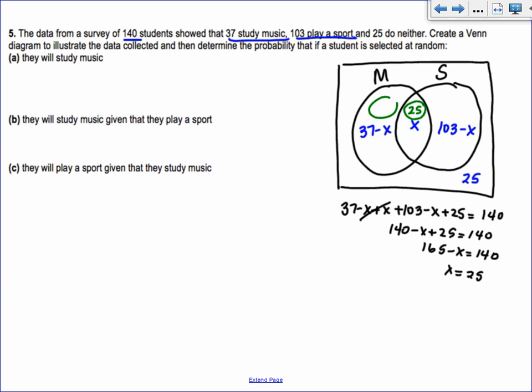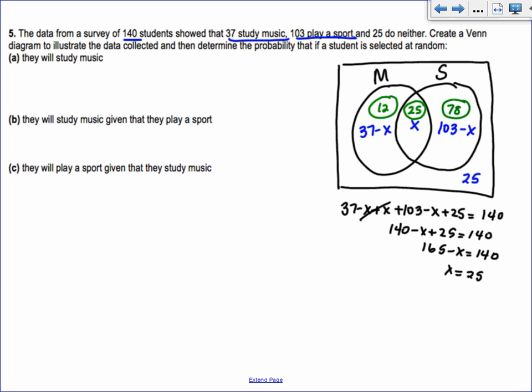Then what's in this portion right here? What number do I put in that circle? I put 12, right? Because it's 37 minus 25. And then in this area, if I subtract out 25, I'm going to have 78. So those are my different numbers in the Venn. Does that make sense how I got that?